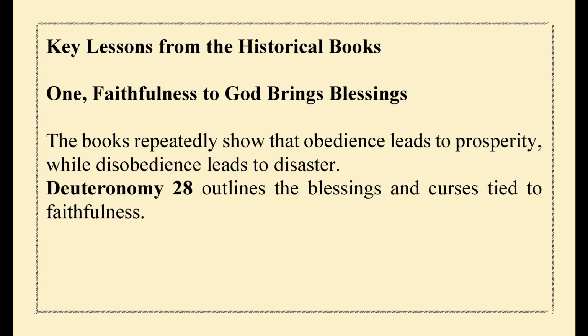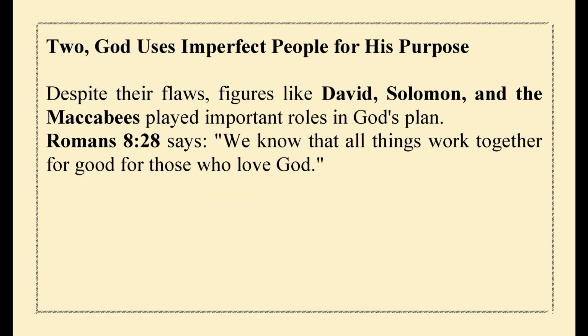Key lessons from the historical books. 1. Faithfulness to God brings blessings. The books repeatedly show that obedience leads to prosperity, while disobedience leads to disaster. Deuteronomy 28 outlines the blessings and curses tied to faithfulness. 2. God uses imperfect people for his purpose. Despite their flaws, figures like David, Solomon, and the Maccabees played important roles in God's plan. Romans 8:28 says, "We know that all things work together for good for those who love God."